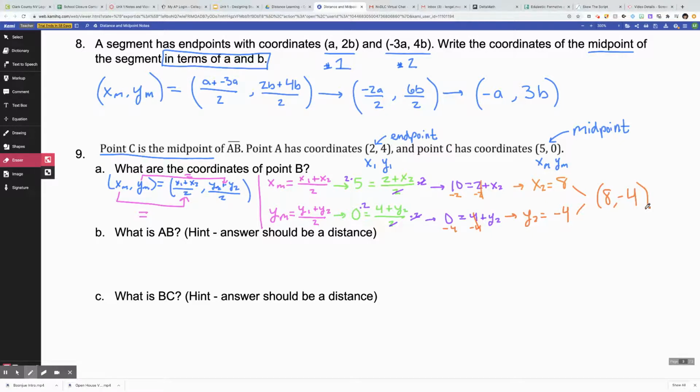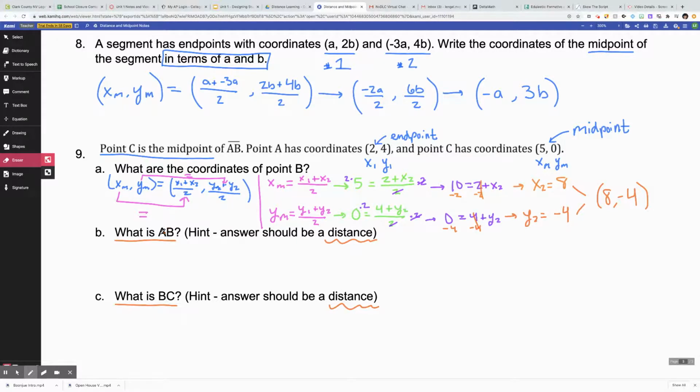Okay? All right. So that's kind of like a working backwards type problem for midpoint. And then we're going to use that information that we have now to figure out part B and part C. So they say, what is AB and what is BC? Remember that whenever you see something that looks like this, what they are talking about here is a distance. When they just tell you the two endpoints, with no line or line segment or anything like that over the top of it, they want to know the distance. So we need to use the distance formula here, okay?